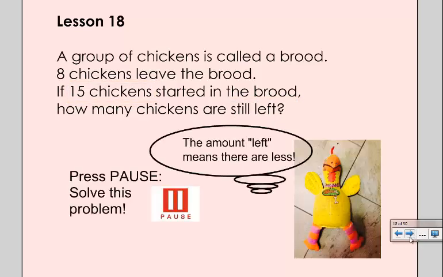Let's see what Chicken thinks. So Chicken says, again, he notices that keyword, the word left, meaning that there were less than before. So when there's less than before, we're looking for a difference. We want to know how far apart 15 is from 8. So whenever I want to find a difference, I'm looking for less. I think I know what to do, so I'm going to follow the RDW problem-solving process. And right now, ask your teacher to press pause, and please try this problem.